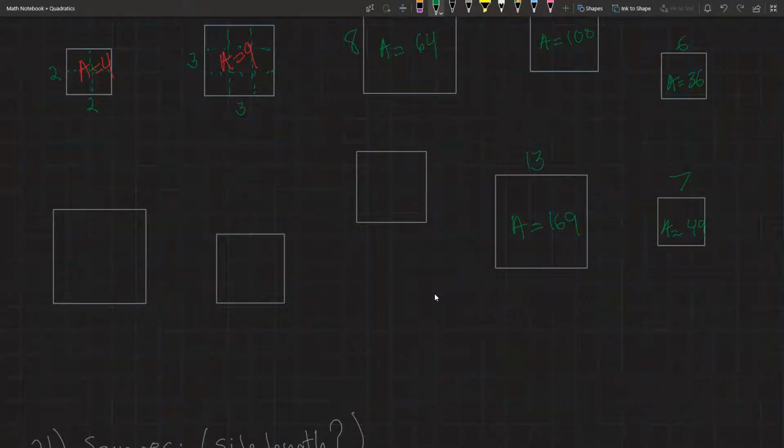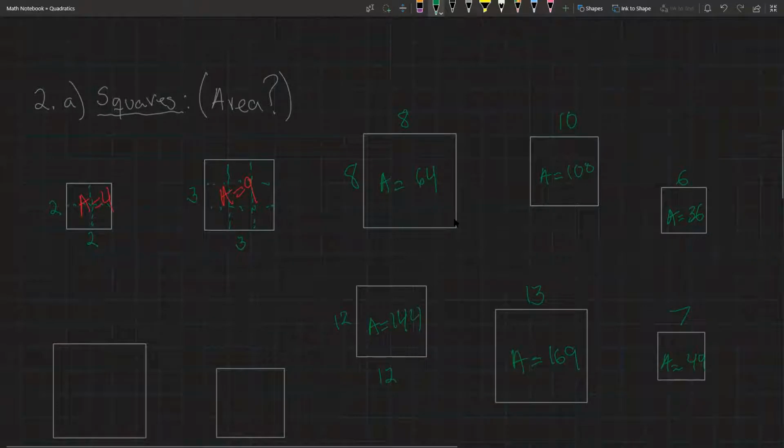For the next one, if the side length is 12, what's the area? It is 144. How did we get that? 12 times 12, right? And now there's a special name for that. If you are familiar with it, it's another way of saying 3 times 3. That's more convenient. It is 3 squared. So hopefully you have seen that before.